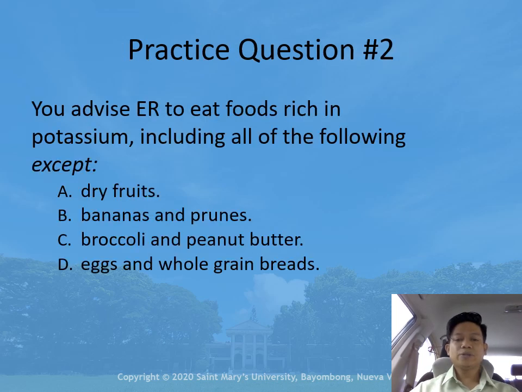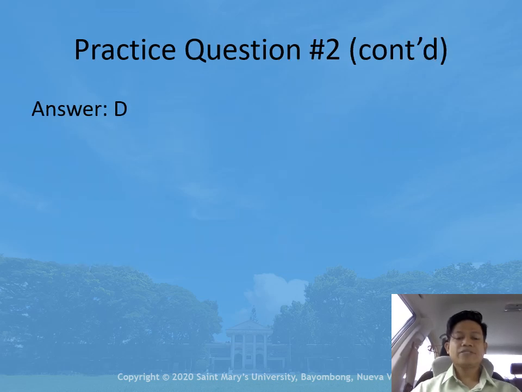Practice question number 2. You advise a client to eat foods rich in potassium, including all of the following, except: A. Dry foods, B. Bananas and prunes, C. Broccoli and peanut butter, D. Eggs and whole grain breads. The answer is D.